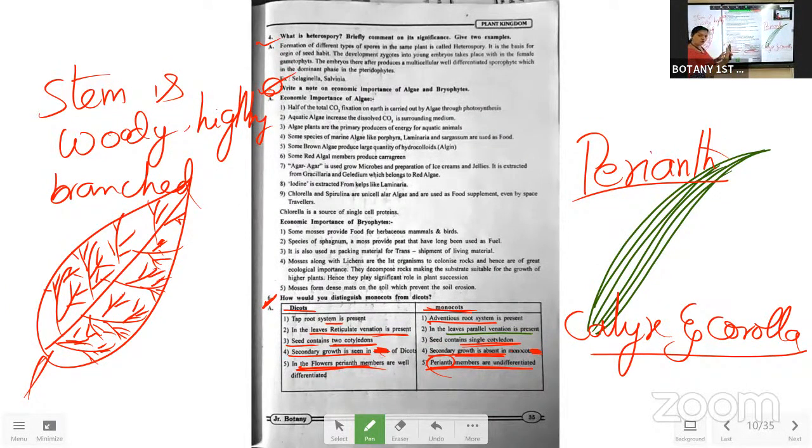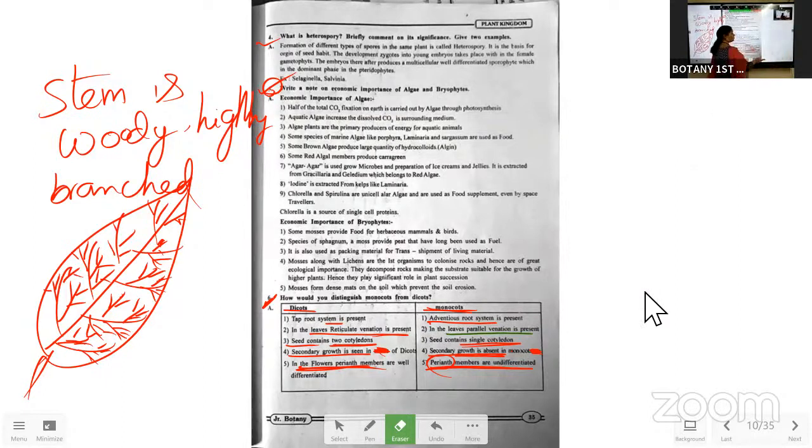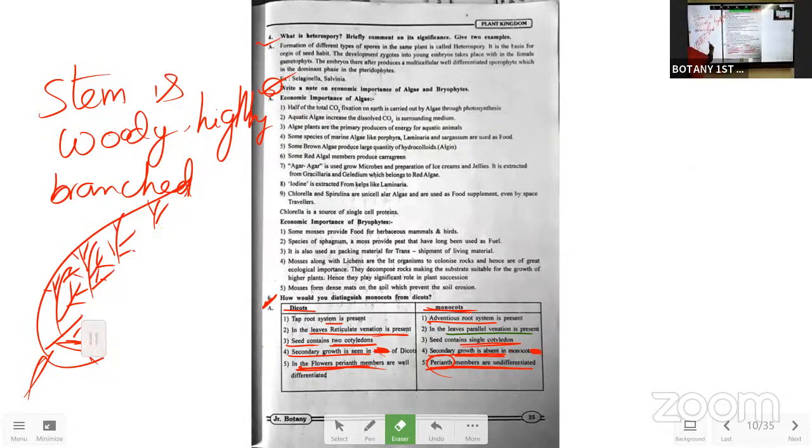So the 7 points are over now. If you split the stem points, then 7 points came. That's more than sufficient. Whatever we have learned, whatever we have seen in general outside, whatever we are observing, the same points we have mentioned over here. That's sufficient. So like this, we can wind up the dicot and monocot differences. So what do we have to write in the dicot and monocot differences? Dicot plants are.